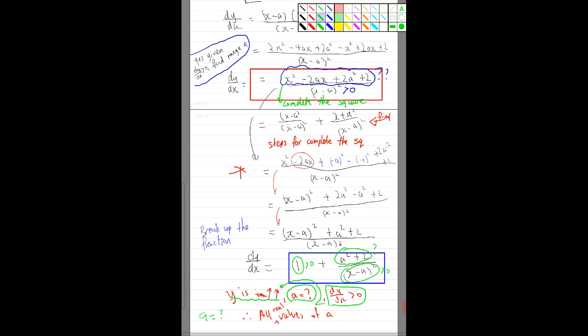So you can see that I don't care what A is, because if A is negative, the whole thing squared will be positive. When A is positive, again it is positive. Therefore the answer will be for all real values of A.